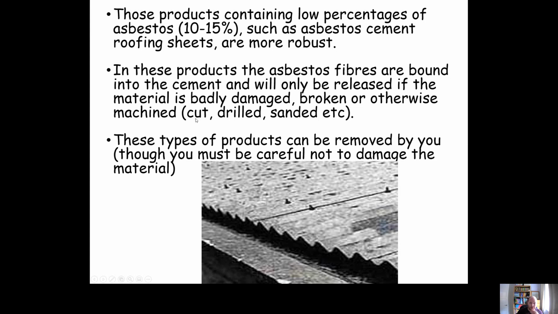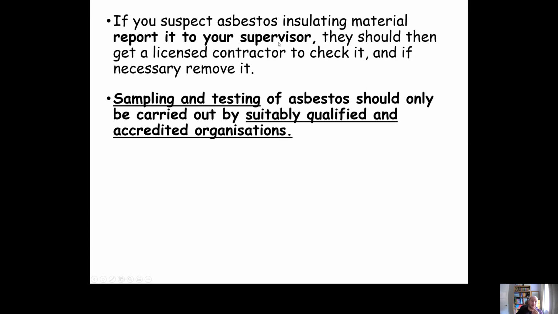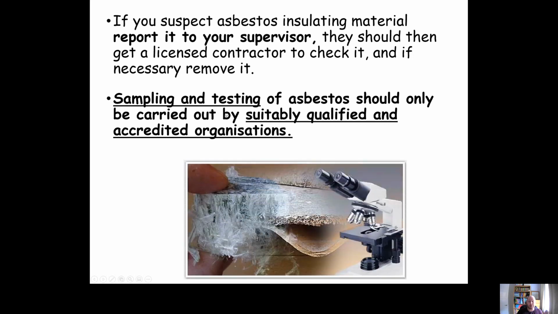Which is essentially what we've talked about just here. So if you do suspect asbestos in something that you're working on or working near, report it to your supervisor and let them know straight away. They should then get it tested and make sure that people aren't put at risk from that activity. The sampling and testing of asbestos will be carried out by an appropriately qualified person.